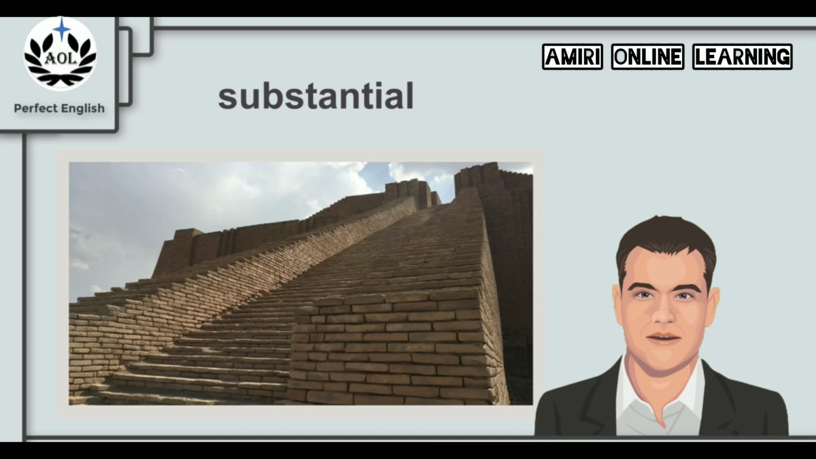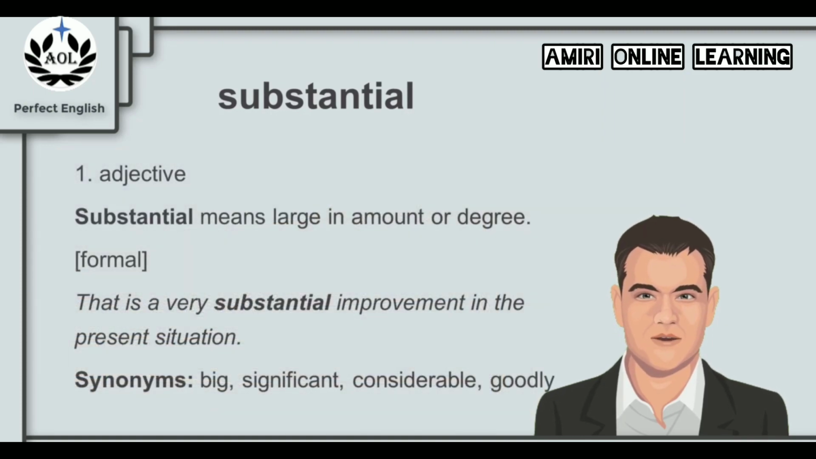Now, if you look at this picture, you can see we have here a great structure, and it seems to be so huge and big. And maybe substantial? But what does substantial mean? Let's find out. Substantial is an adjective. Substantial means large in amount or degree. For example, that is a very substantial improvement in the present situation, which means a very large improvement, a very big improvement. And synonyms for substantial are the words big, significant, considerable, and goodly.